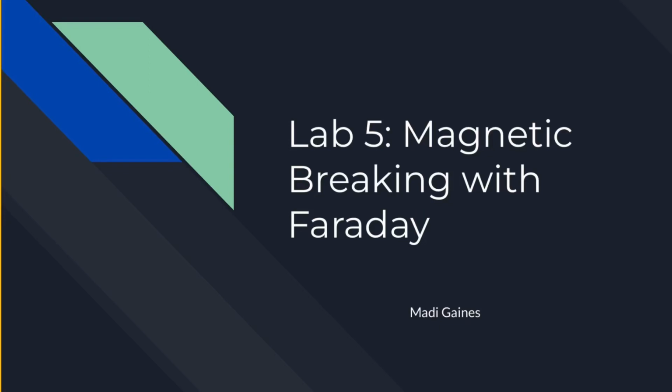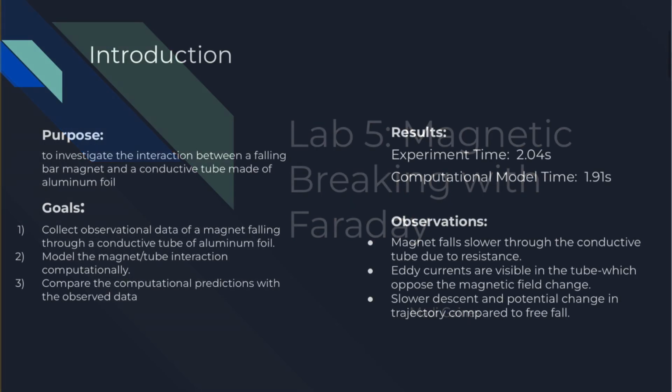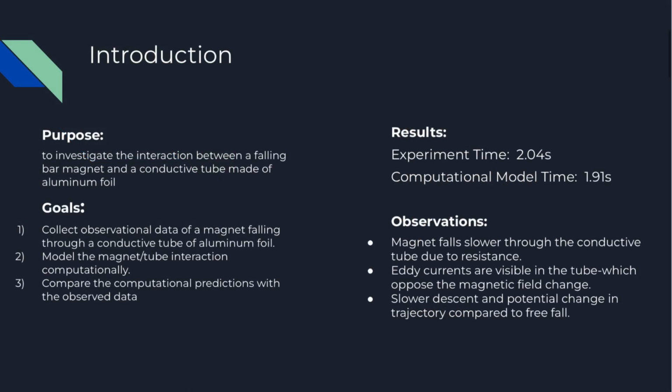Hi, my name is Maddie Gaines, and this is my Lab 5 Magnetic Braking with Faraday for Physics 2 at Georgia Tech. The purpose of this lab was to investigate the interaction between a falling bar magnet and a conductive tube made of aluminum foil. The goals included collecting observational data of a magnet falling through the conductive tube, modeling the magnet-tube interaction computationally, and comparing the computational predictions with the observed data.